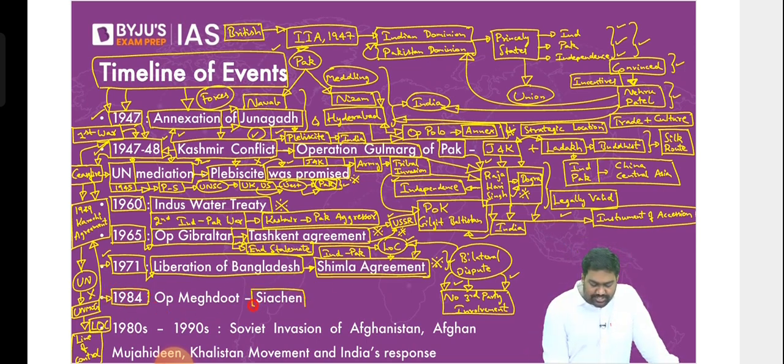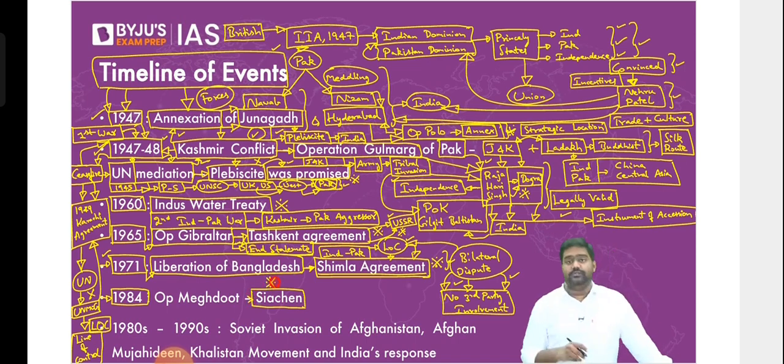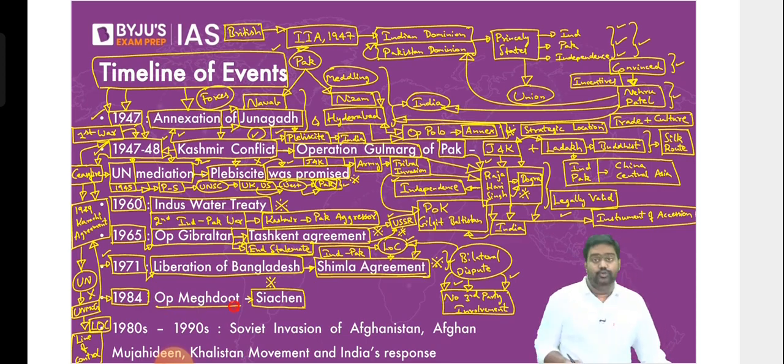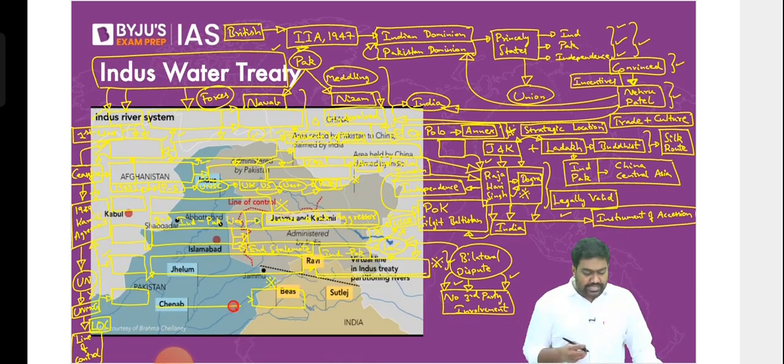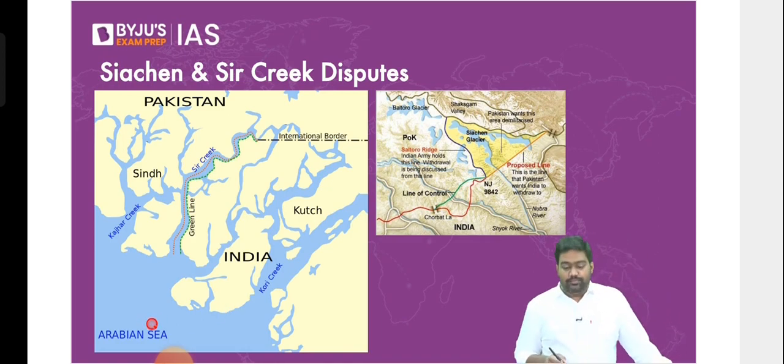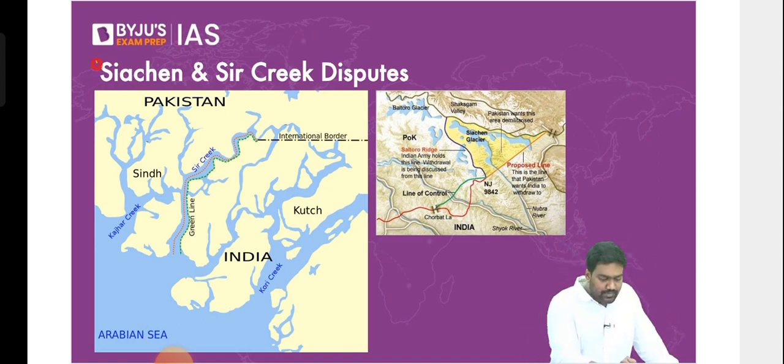And this is related to the Siachen dispute. The Siachen dispute is one of the minor disputes that we have. And this is something that you need to understand in detail. You need to know about Operation Meghdoot and the Siachen dispute. So let me explain this. Let us jump a few slides ahead because I have added a detailed map of the Siachen region to help you understand what the Siachen dispute is all about.